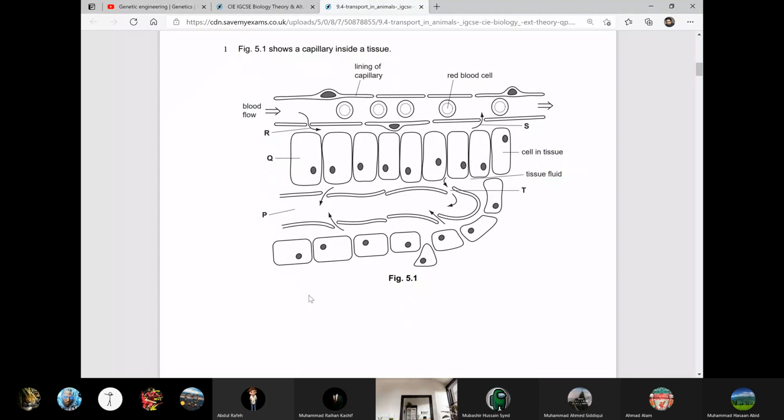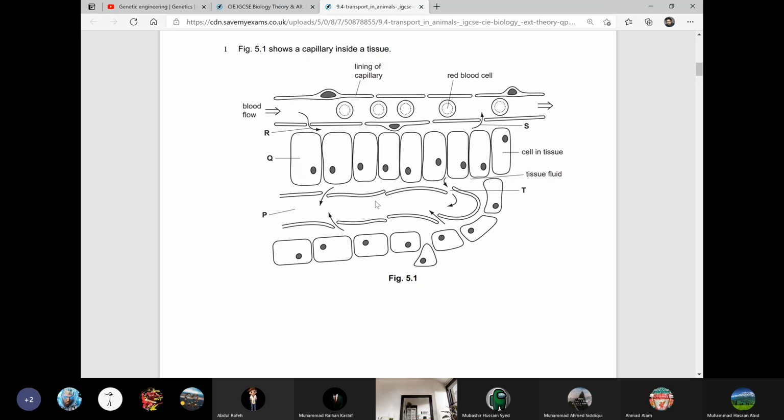Okay, boys, let's discuss these questions. Figure 5.1 shows a capillary inside a tissue. Now, boys, you can say that this is the capillary, right? I have taught you that capillaries are made up of just a one cell thick layer, and their lumen is so narrow that the red blood cells can only move in a single line, as a queue, right? So you can see that.